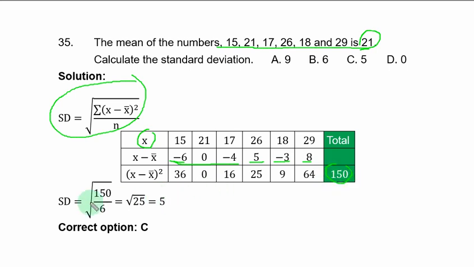150. Therefore, SD is equal to square root of 150 divided by 6, that is square root of 25, which is 5. C is the correct option, that is the standard deviation.